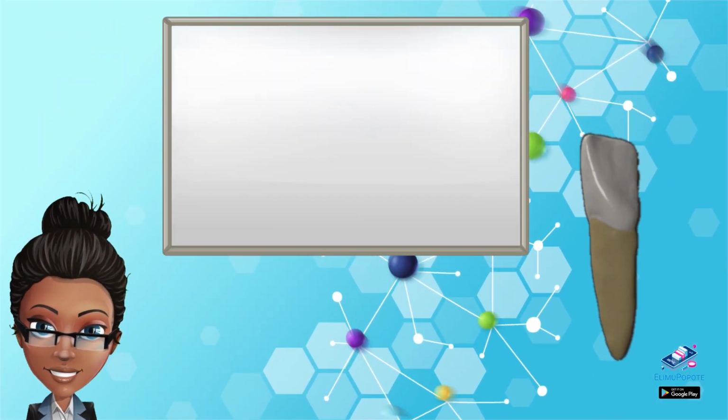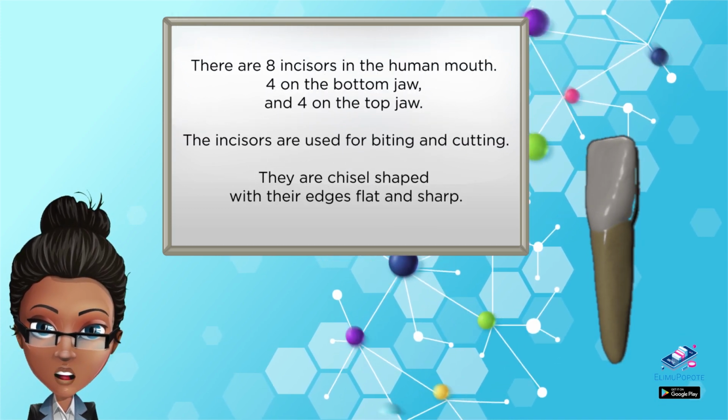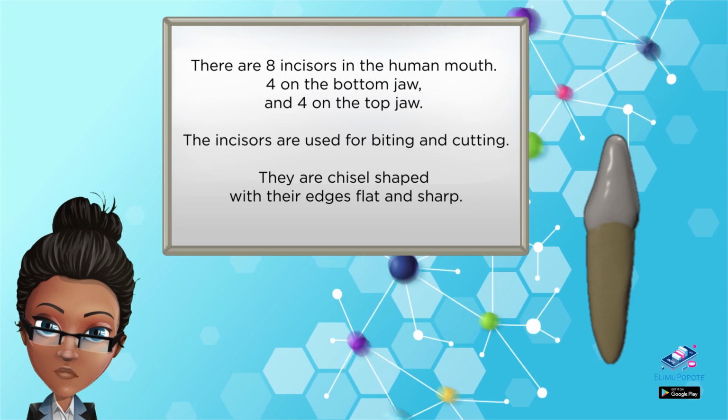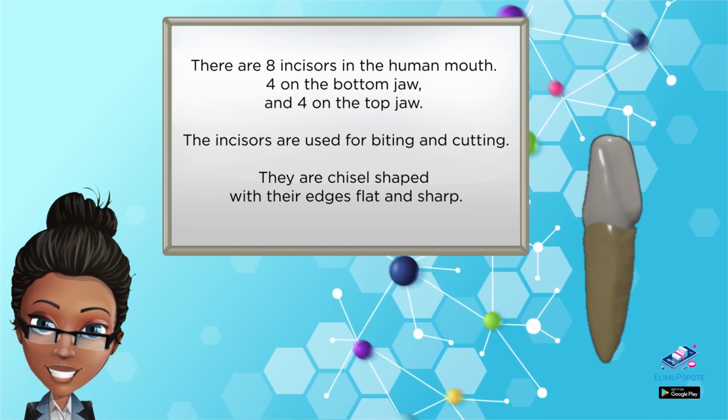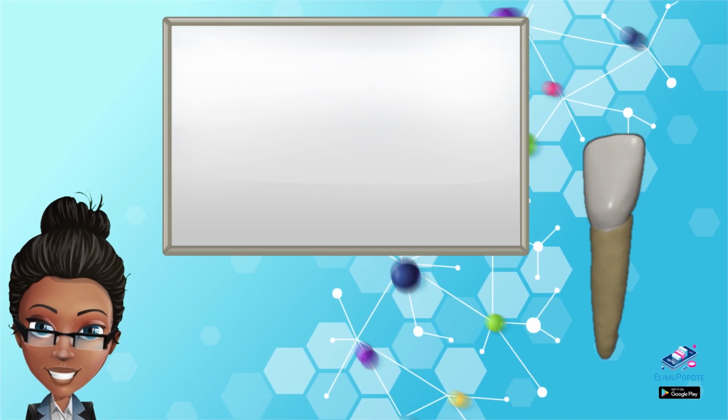Incisors. There are 8 incisors in the human mouth, 4 on the bottom jaw and 4 on the top jaw. The incisors are used for biting and cutting. They are chisel-shaped with their edges flat and sharp.